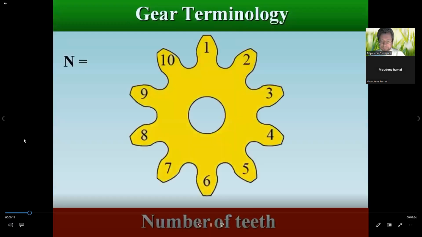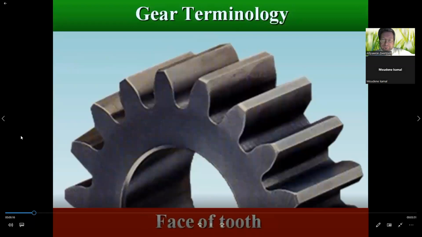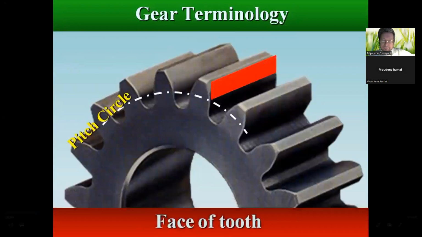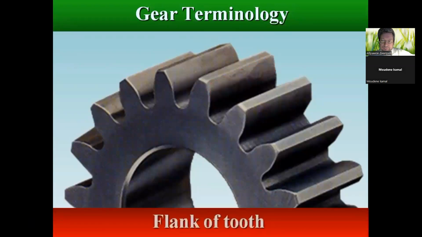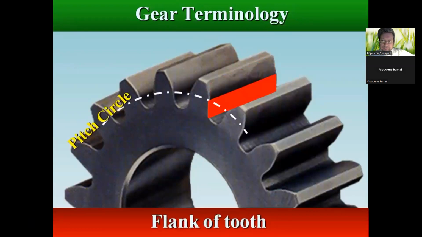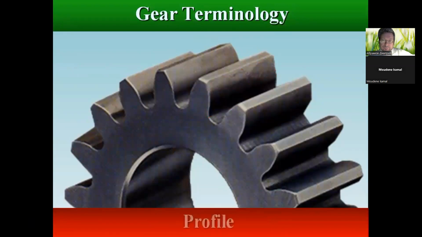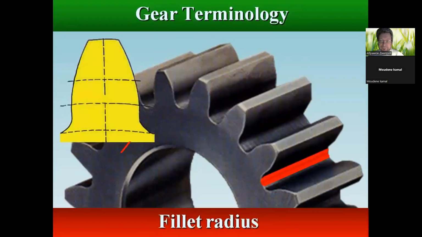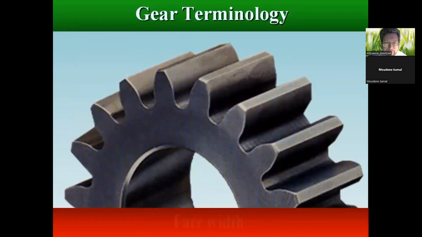Gear terminology. Teeth denotes the number of gear teeth. Face of tooth is the surface of the gear tooth above the pitch surface. Flank of tooth is the surface of the gear tooth below the pitch surface. Profile is the curve formed by the face and flank of the tooth. Fillet radius is the radius that connects the root circle to the profile of the tooth. Face width is the width of the gear tooth measured parallel to its axis. Top land is the surface of the top of the tooth. Bottom land is the surface at the bottom of a gear tooth space adjoining the fillet.